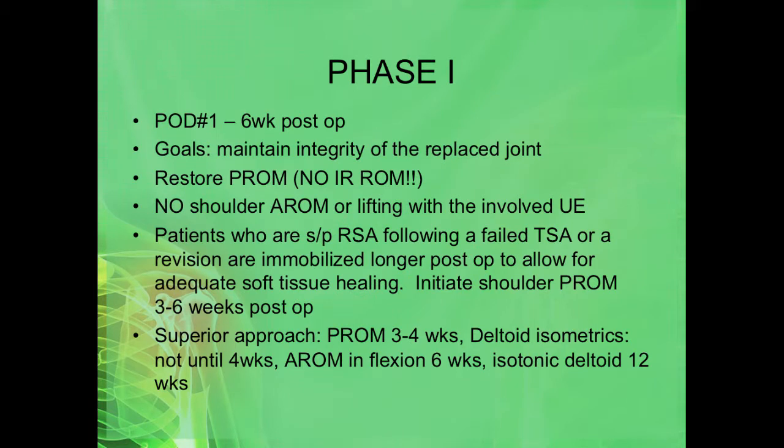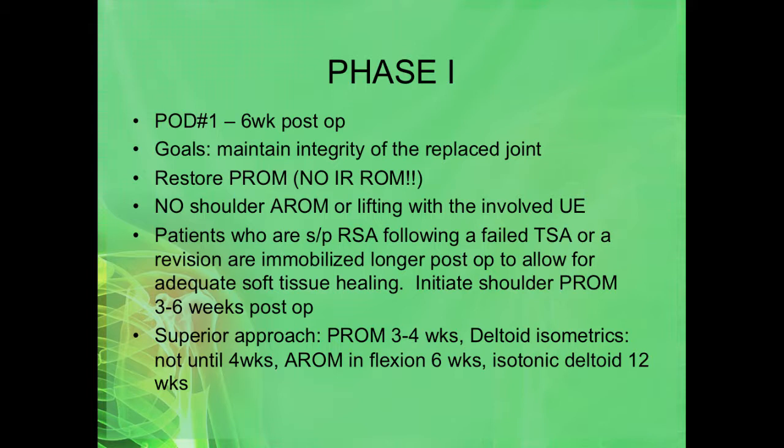So this is just going through the different phases. I'm not going to read off the slide, but what you want to take from this are what are our main goals and what are the things you need to avoid. We do not want to fail this procedure, to cause failure. So in a patient who had a reverse total shoulder, you are not doing internal rotation range of motion because that increases the likelihood of them dislocating, and also the muscles that were involved that were retracted may rip off. So there's no shoulder active range of motion or lifting with the involved upper extremity during this phase.